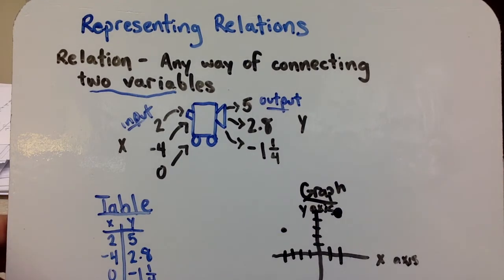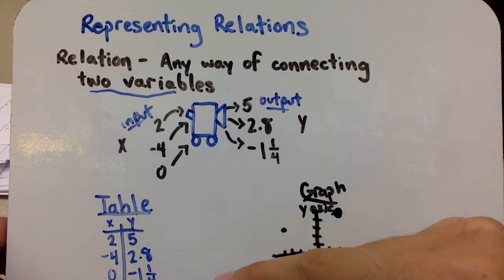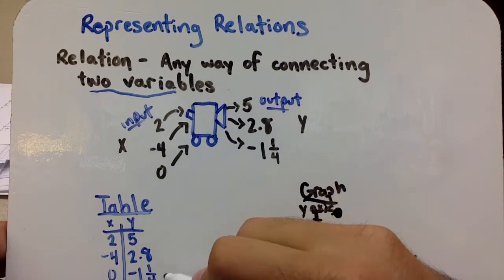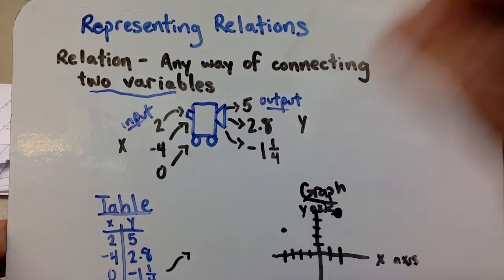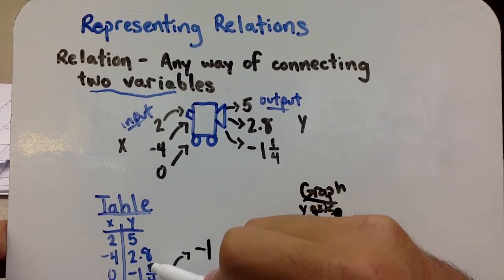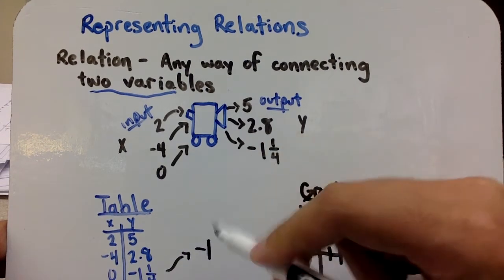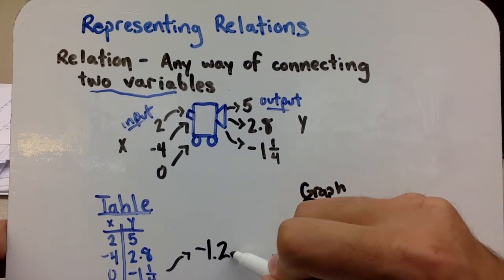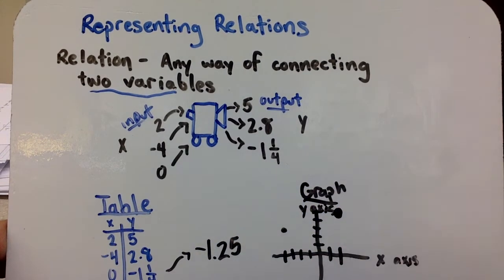And then my last point right here, 0, and I have a mixed number or a fraction for this. It's always a good idea to turn this into a decimal. It just makes it easier to work with. You keep the -1 out front, and then you just do 1 divided by 4 to get your decimal part. That ends up being a 0.25. This is the same thing as that.